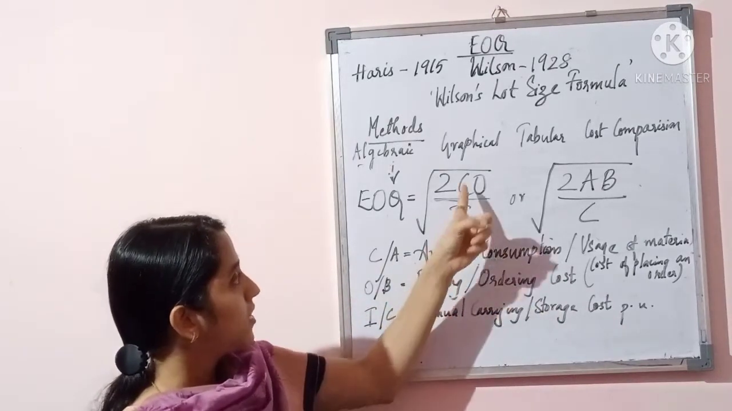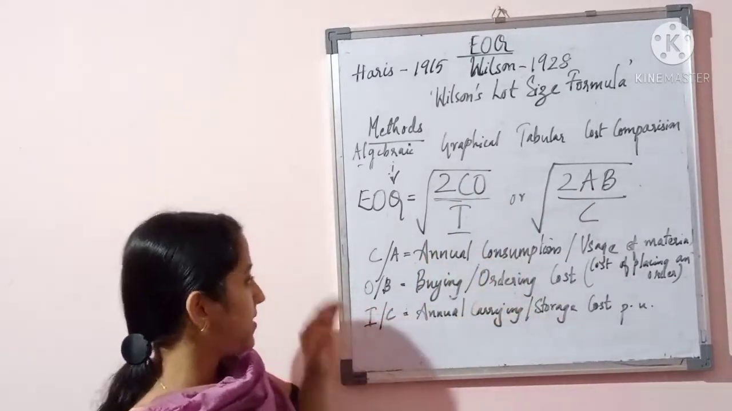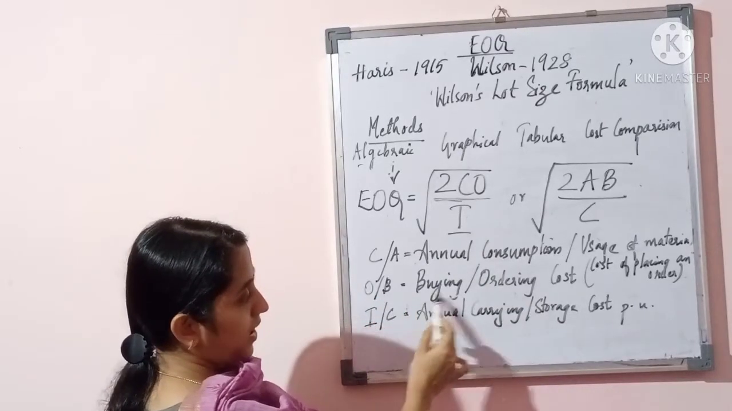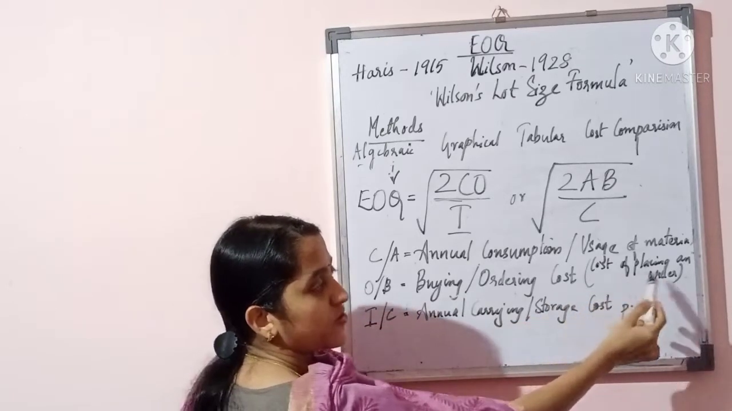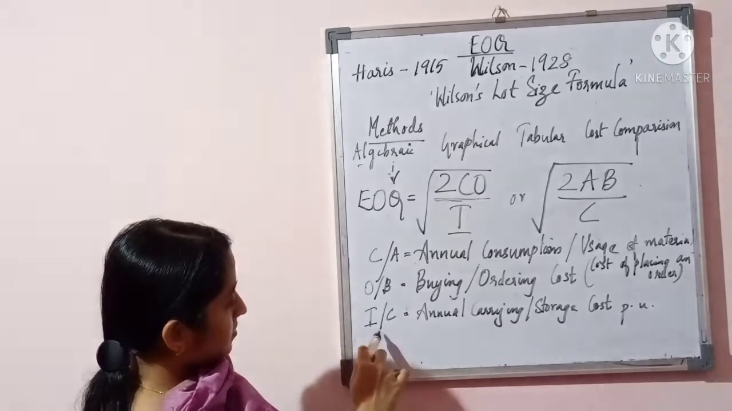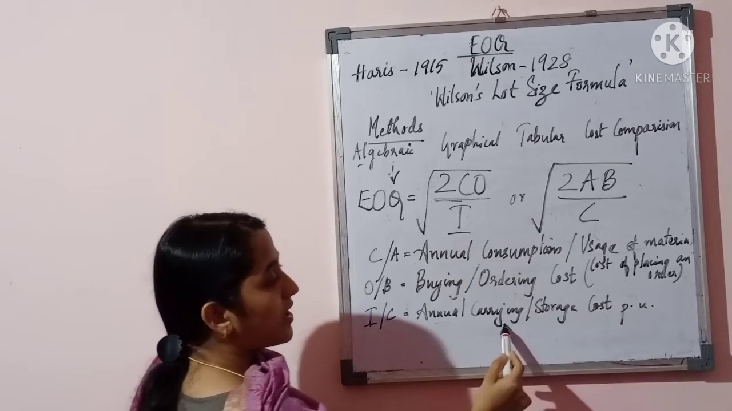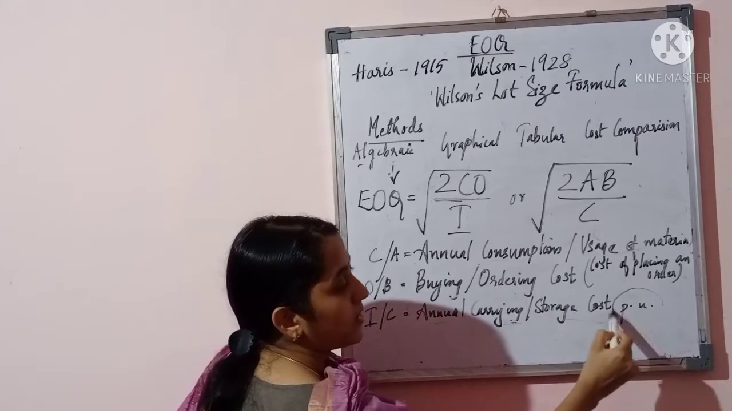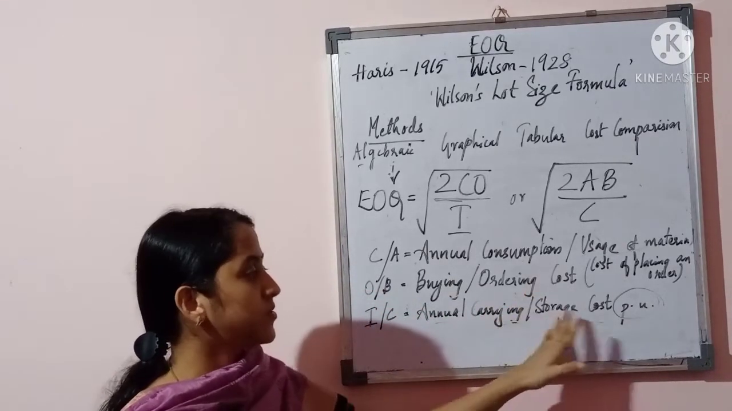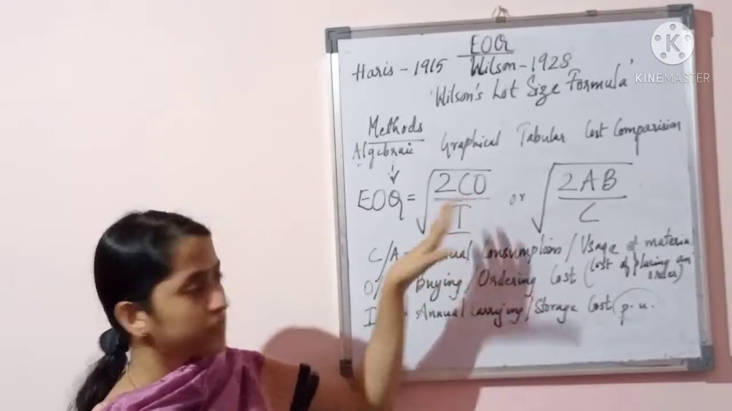Here also, C is for consumption and A is for annual consumption of material. Then again, this O or B is buying or ordering cost. That means cost of placing an order, just placing an order. Then again, this I or C stands for annual carrying or storage cost per unit. Okay, that is the formula.